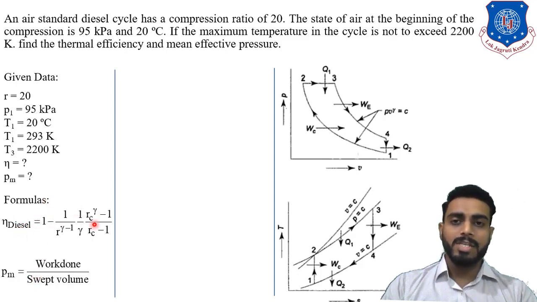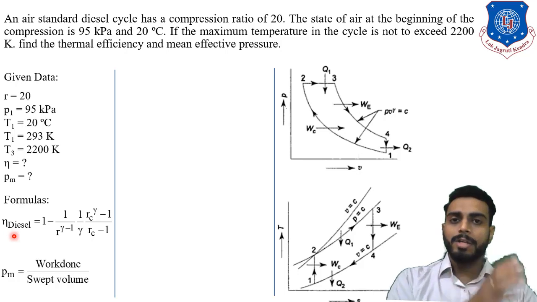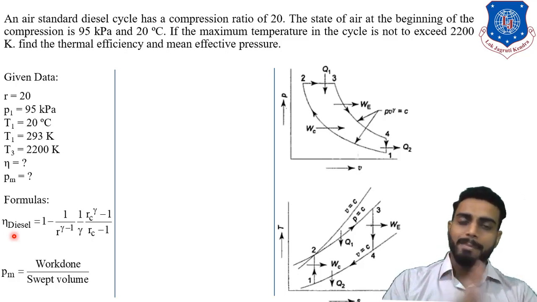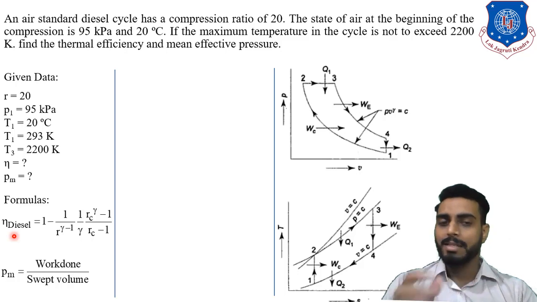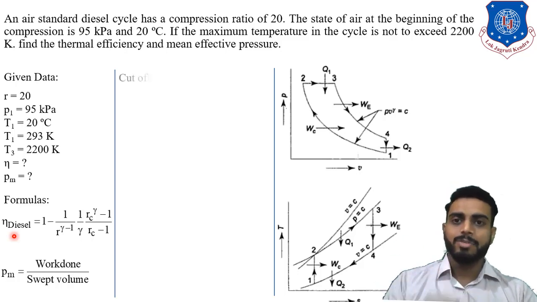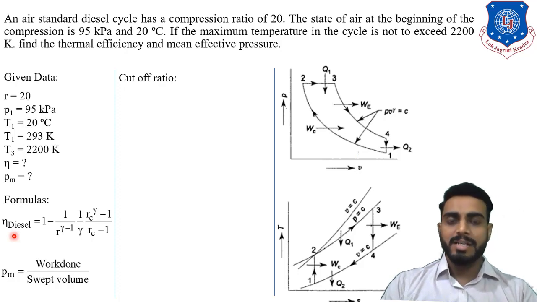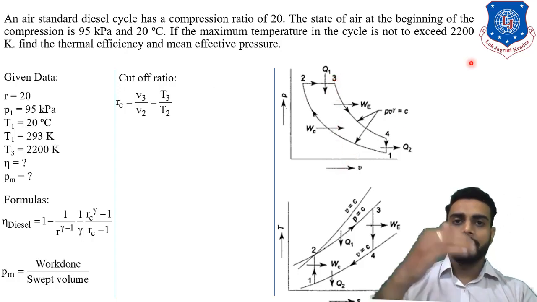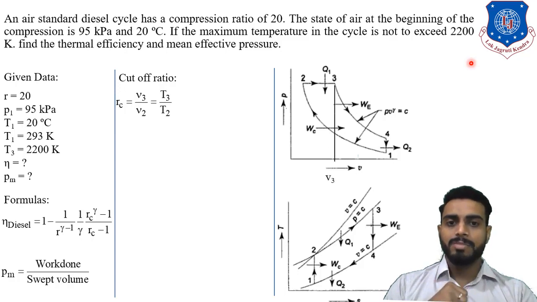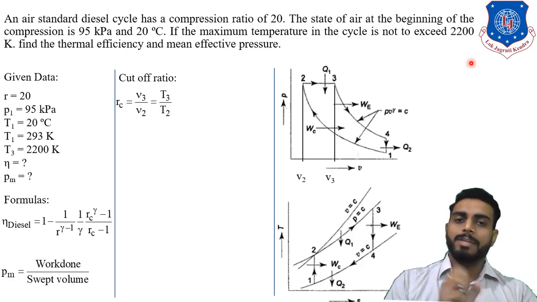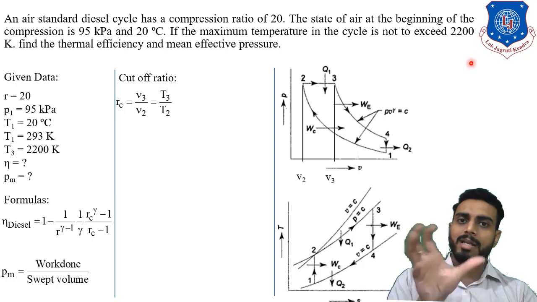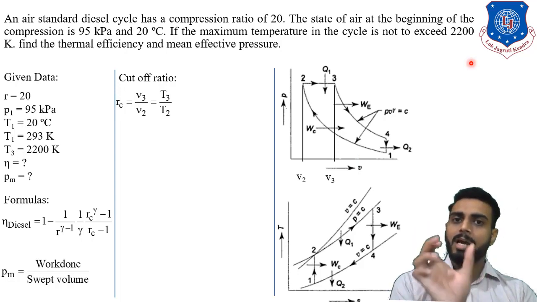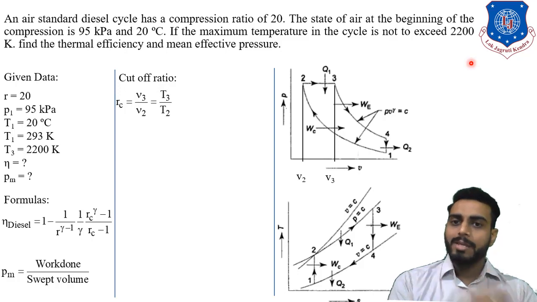According to the equation, we have the value of compression ratio R, but we do not have the value of cutoff ratio RC. So we will first identify what RC is. If you recall the diesel cycle lecture, the cutoff ratio RC is V3 divided by V2. Here you can see V3, this line is drawn; let me draw it again. This is volume 3 and this is volume 2. The ratio of these two volumes is the cutoff ratio, which is the ratio of volumes during which the diesel is injected in the engine.